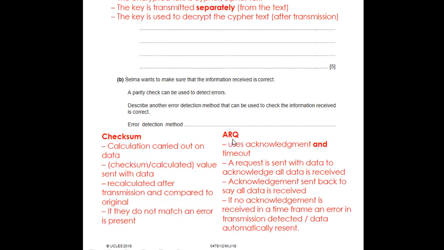Or we could say ARQ, which is automatic repeat request, which sends acknowledgements and times out. So you are sent an acknowledgement. If it doesn't receive the acknowledgement that you received the data back, it will then send it again. So if no acknowledgement is received within the time frame, it says that it never was received, and it sends the data again automatically.